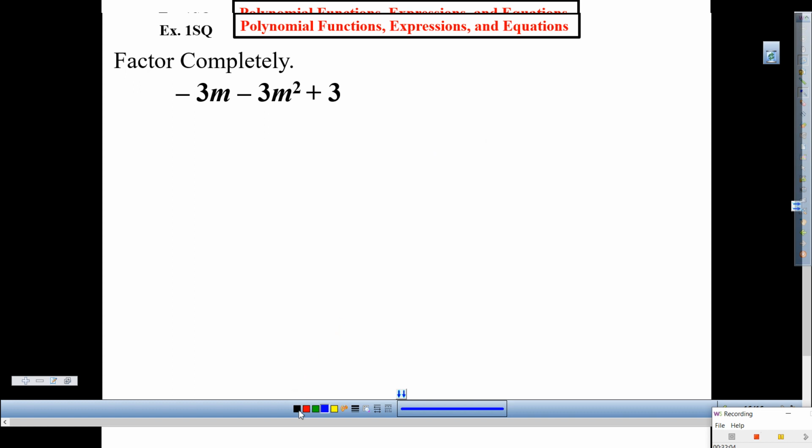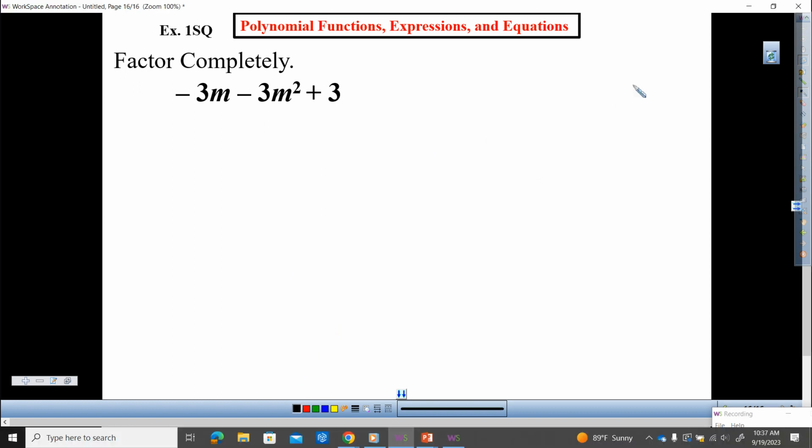Very good. She said standard form. Is it in standard form, people? No. First degree, second degree, zero degree. So let's rewrite it: negative 3m squared minus 3m plus 3. Now it's in standard form.